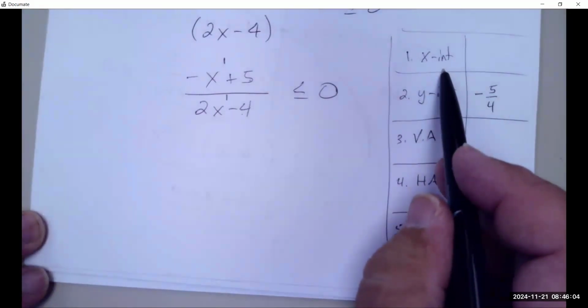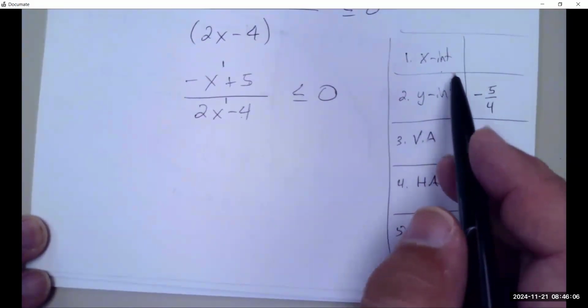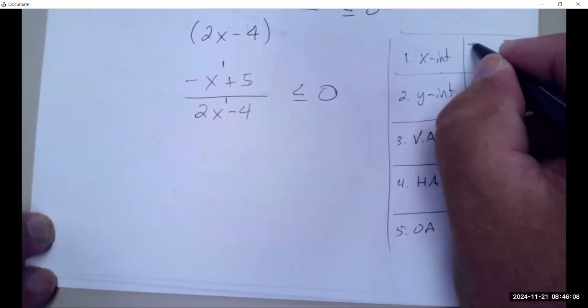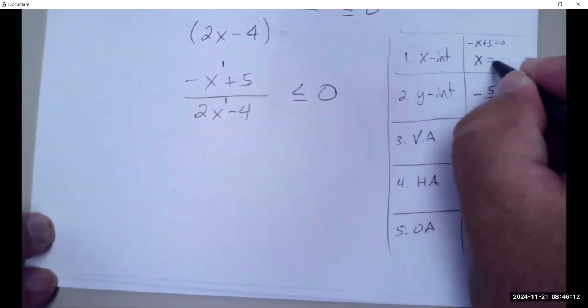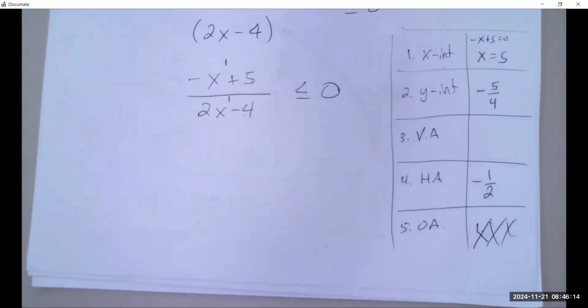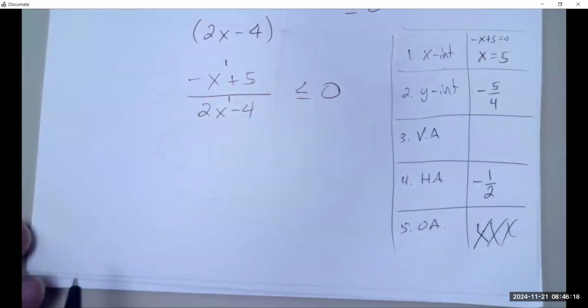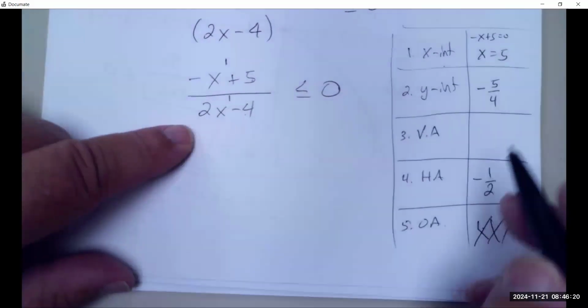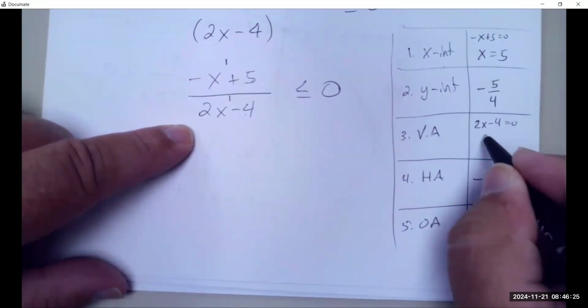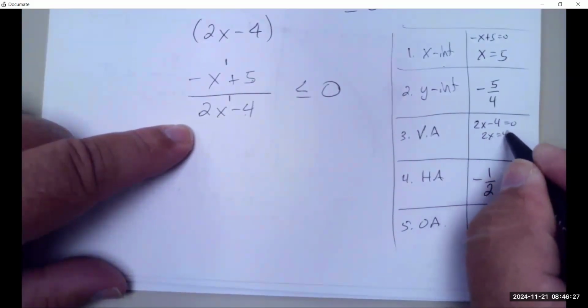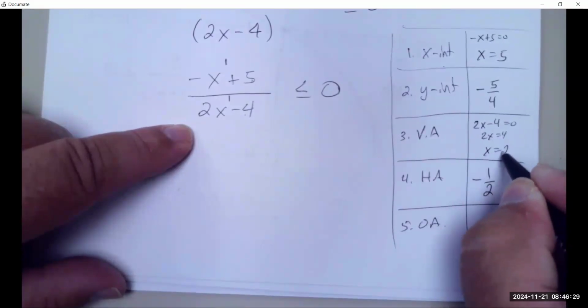How do I find the x-intercept? Yeah, so it's -x plus 5 is equal to 0. So x equals 5. That's my x-intercept. Just take the top, set equals 0. For the vertical asymptote, take the bottom and set it equal to 0. So x equals 2.